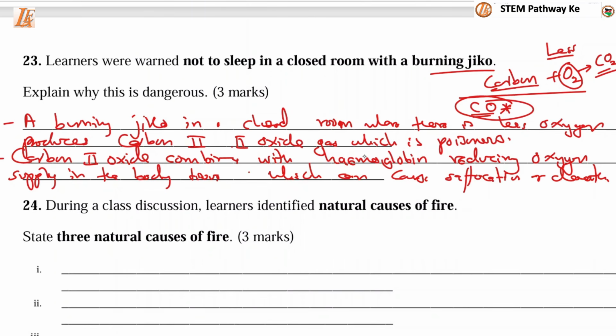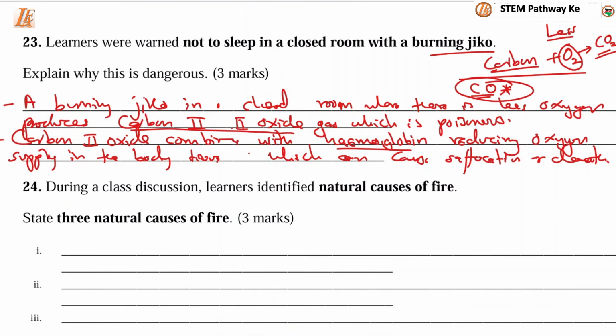So when you sleep in a room which has a burning jiko and it's closed, in this case you are risking suffocation or death, because a burning jiko in a closed room has less oxygen. Therefore, in this case, carbon will burn incompletely to form what we call carbon dioxide.